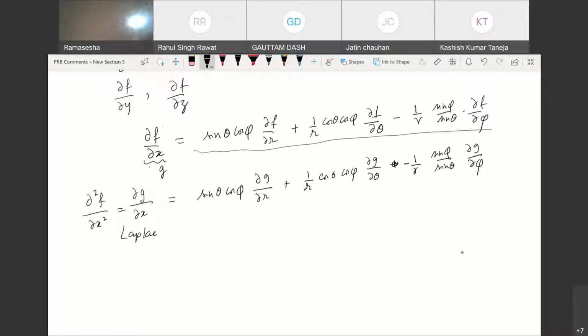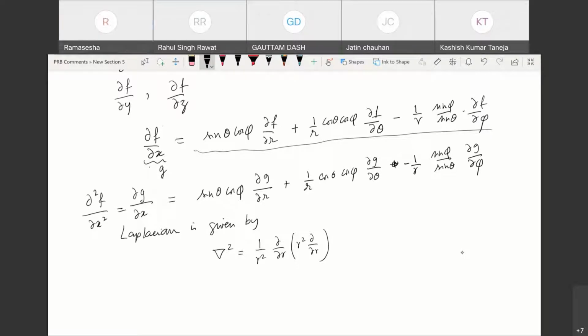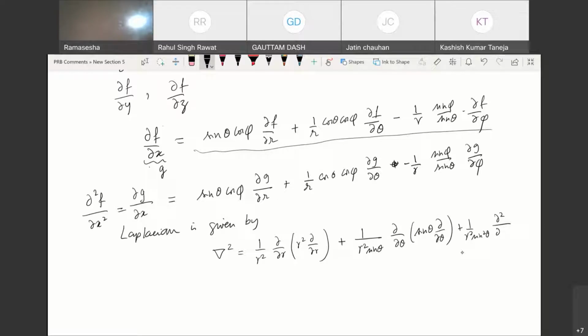You get the Laplacian, del squared, equal to 1 by r squared del by del r of r squared del by del r, plus 1 by r squared sine theta del by del theta sine theta del by del theta, plus 1 by r squared sine squared theta del squared by del phi squared.